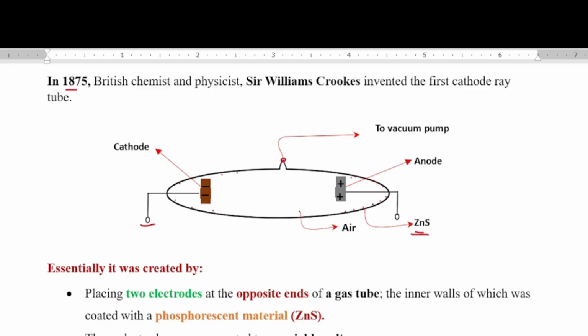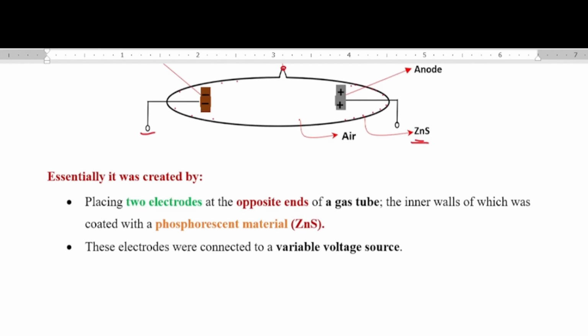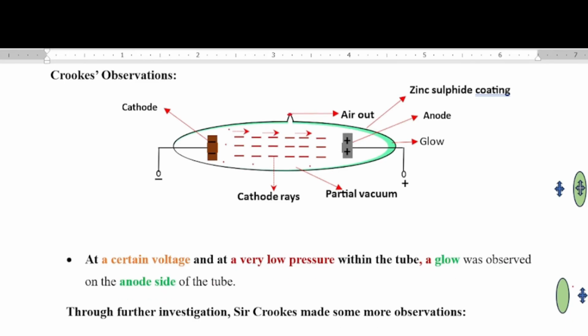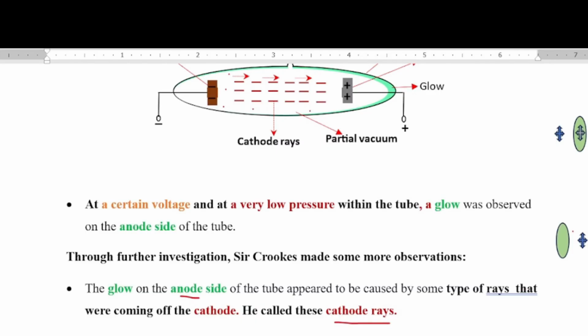Okay, let's look at Sir William Crookes' observations. At a certain voltage and at a very low pressure within the tube, a glow was observed at the anode end of the tube. Through further investigation, Sir William Crookes made some more observations. The glow on the anode side of the tube appeared to be caused by some type of rays coming off the cathode, which he called cathode rays.